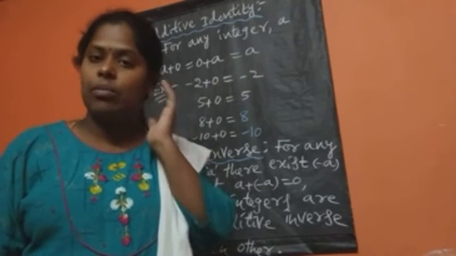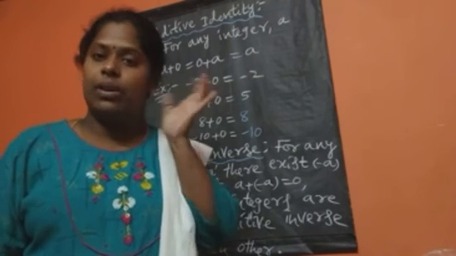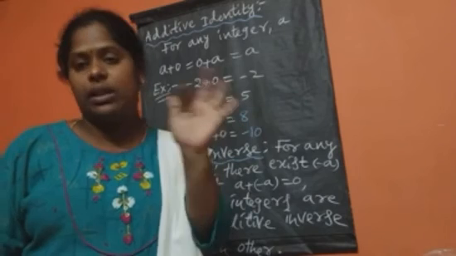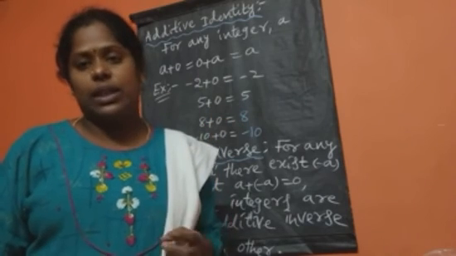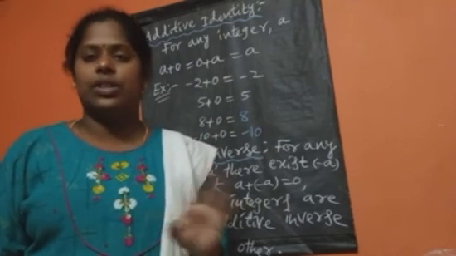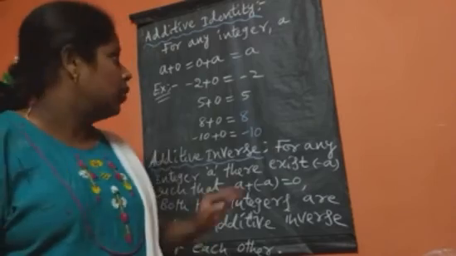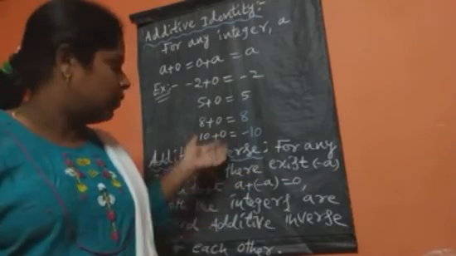So for any number, if we add a number and get 0, that added number and the original number are additive inverses of each other. So let us see some examples for this property.